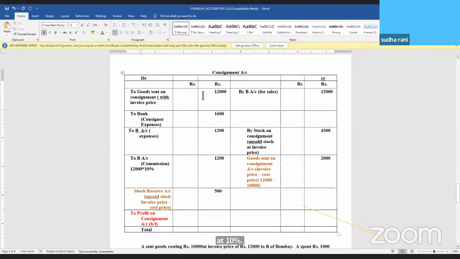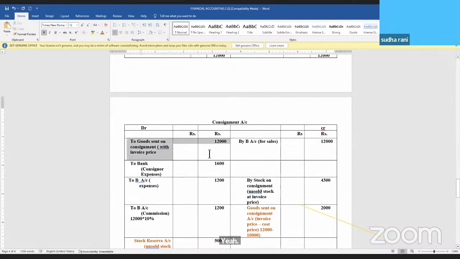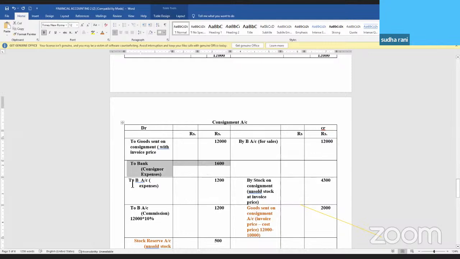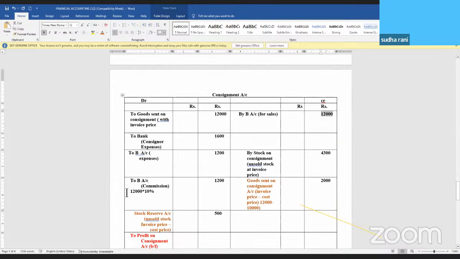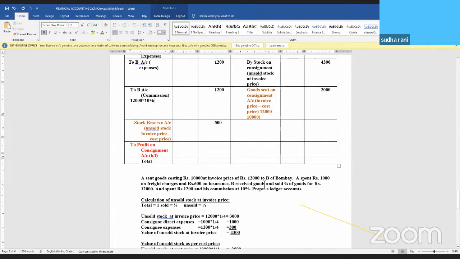మనం ఇన్వాయిస్ ప్రైస్ ఇచ్చినప్పుడు ఇందులో కన్సైన్మెంట్ అకౌంట్ లో డెబిట్ సైడ్ అట్ ఇన్వాయిస్ ప్రైస్ వేసుకోవాలి, క్రెడిట్ సైడ్ డిఫరెన్స్ ఆఫ్ ఇన్వాయిస్ అండ్ కాస్ట్ ప్రైస్ వేసుకోవాలి, గూడ్స్ అండ్ ఆన్ కన్సైన్మెంట్. ఆ తర్వాత కన్సైనర్ ఎక్స్పెన్సెస్ ఎప్పటిలాగానే, కన్సైనీ ఎక్స్పెన్సెస్ ఆల్సో ఎప్పటిలాగానే. కన్సైనీ సేల్ ప్రొసీడింగ్స్ క్వశ్చన్ లో ఇస్తాడు క్లియర్ గా, అది తీసుకోవాలి. ఈ సేల్ ప్రొసీడింగ్స్ అమౌంట్ మీద కమిషన్ ని సింపుల్ గా ఇస్తే ఇది తీసుకోవాలి.